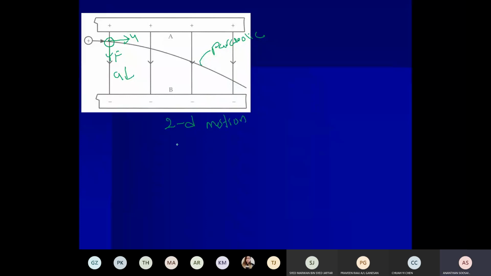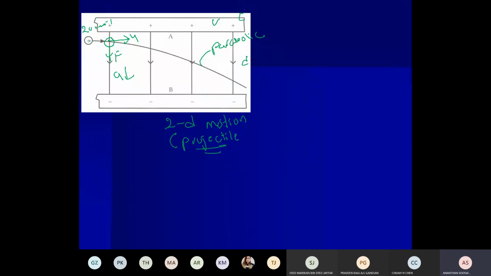You already learned 2D motion. What is that? Your projectile movement, right? Your projectile is a 2D one. Now the problem is the projectile. They'll ask all the questions about projectile now. For example, if the positive charge is launched with a particular velocity, maybe 200 meters per second, they will ask, they'll give you the V and D and everything to find the electric field strength.